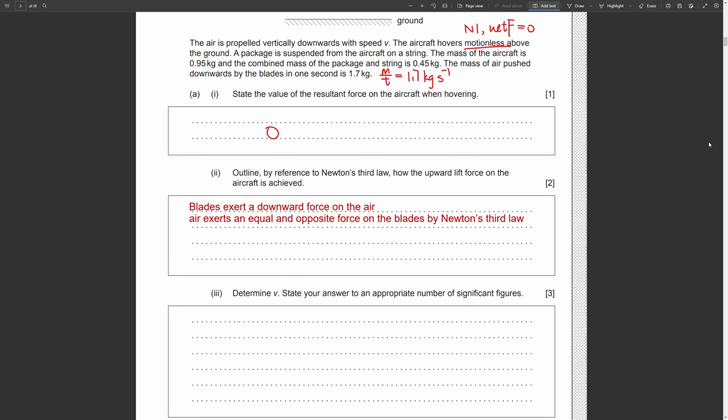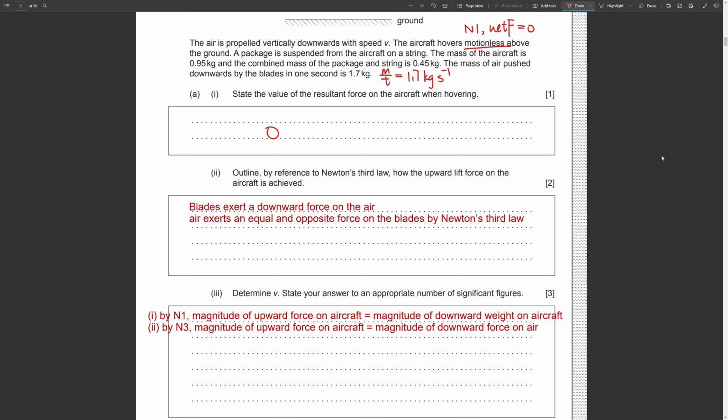For now, let's summarize what we have concluded in part A1 and A2. In A1, we studied Newton's first law. The upward force and the downward force acting on the aircraft are equal, so as to maintain motionless. Next, in part 2, we compared the upward force and the downward force acting on the aircraft and acting on the air. They are equal. Then what do we do with this information? You can see that the connection is these two forces are both the same in magnitude.